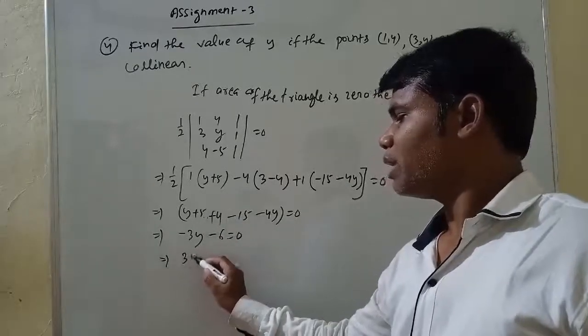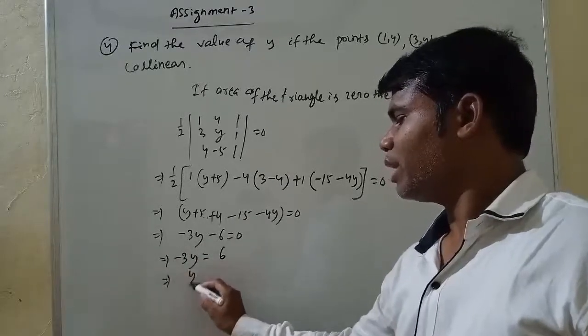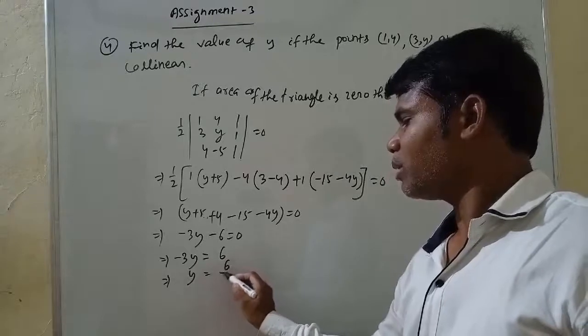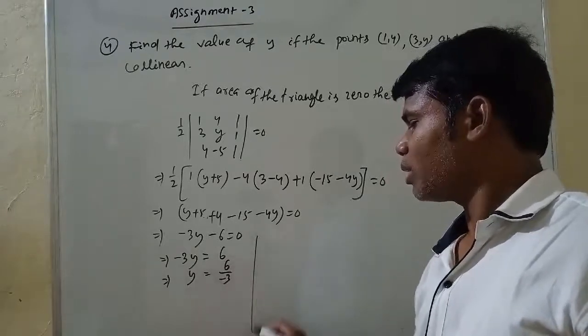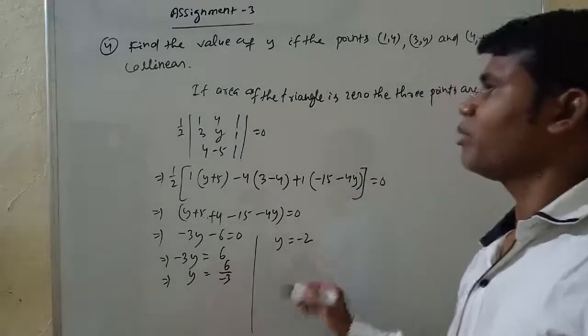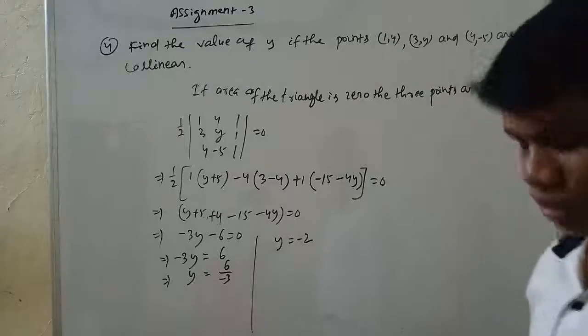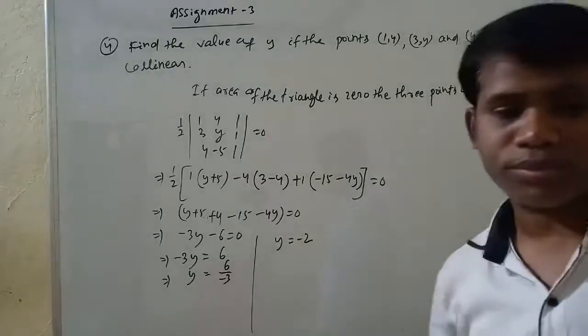That means minus 3y is equal to 6. Okay, y is equal to 6 by minus 3. Okay, y is equal to minus 2. So here the value of y is equal to minus 2. Pause the video, note it down.